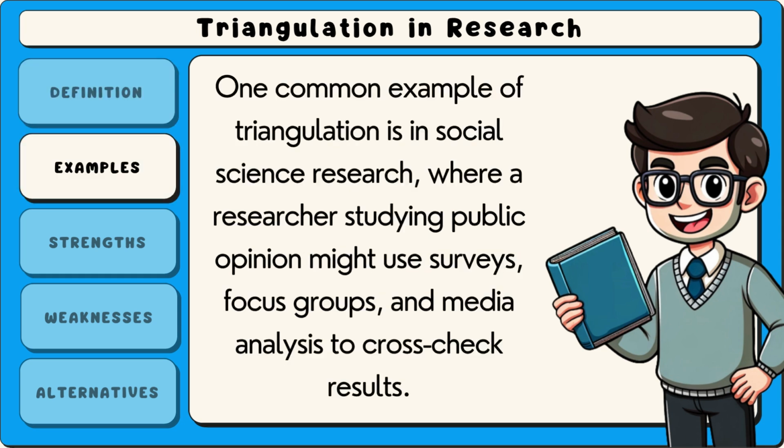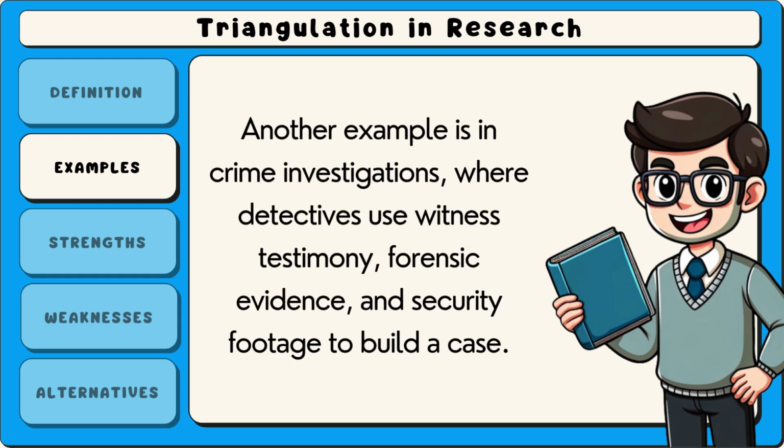One common example of triangulation is in social science research, where a researcher studying public opinion might use surveys, focus groups, and media analysis to cross-check results. Another example is in crime investigations, where detectives use witness testimony, forensic evidence, and security footage to build a case.